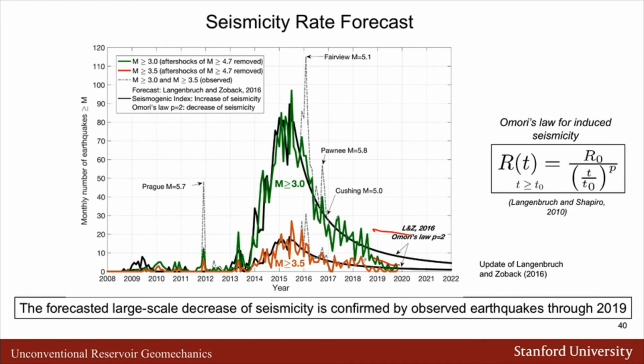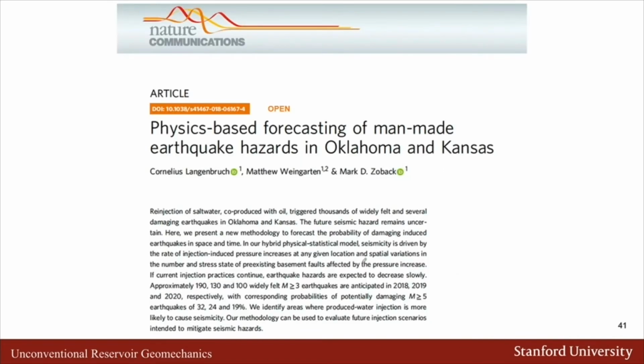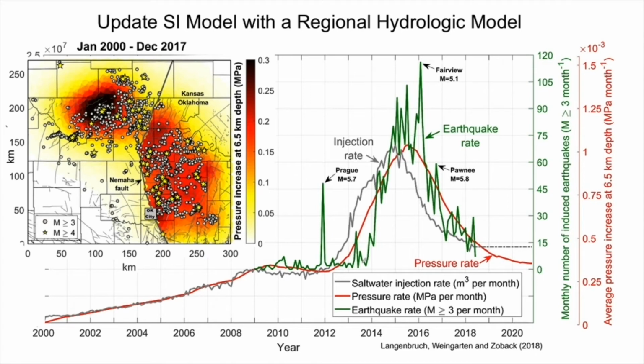And so we think we were being pretty conservative, and we're fitting the larger earthquakes reasonably well. So first, just to be a bit defensive, our prediction in 2016 was not only conservative, it was overly conservative. But with Matt Weingarten, we actually extended this work by adding a hydrologic model. Now, this was really important because what the hydrologic model was able to tell us was we didn't have to assume that the injection rate was proportional to the pressurization rate. We actually calculated the pressurization rate.